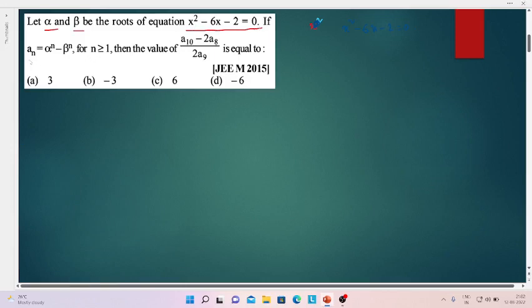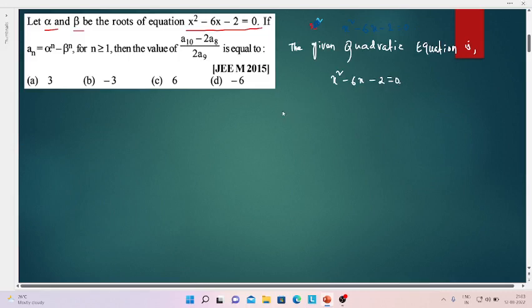So if an equals to alpha to the power n minus beta to the power n, for n greater than or equals to 1, then the value of a10 minus 2a8 by 2a9 is equals to, right? This is literally very lengthy, but let me first find out the roots of the quadratic equation, right? So the given quadratic equation is x square minus 6x minus 2 equals to 0, right?